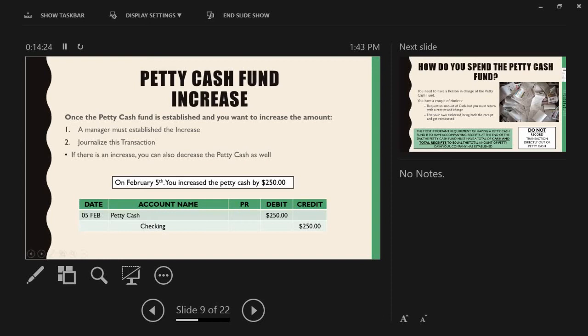So in this example, on February 5th, you increase the petty cash fund by $250, okay? If I were to increase my petty cash fund by $250, then on my ledger, I have the previous 500 and I'm adding an additional $250, making my total petty cash fund have the availability of $750. Okay? All right.